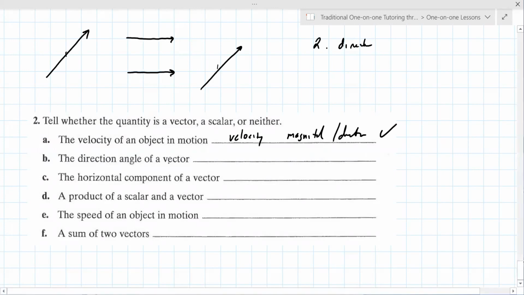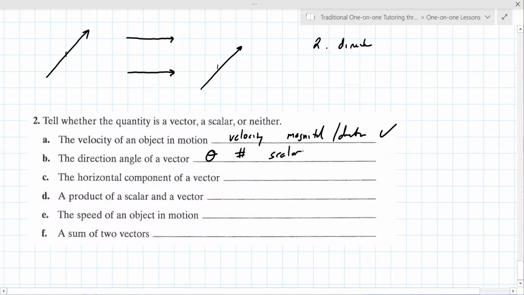The direction angle of a vector, I guess that's referring to theta. I guess we can call this I. Actually, I don't know whether an angle is a scalar. Never even thought of that. I feel like it would be. It is because it's just a quantity. So since it's a number, we say it's a scalar.